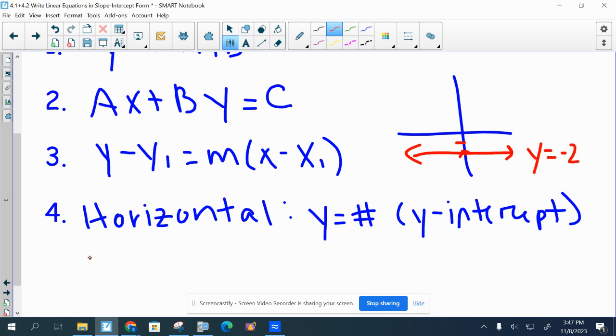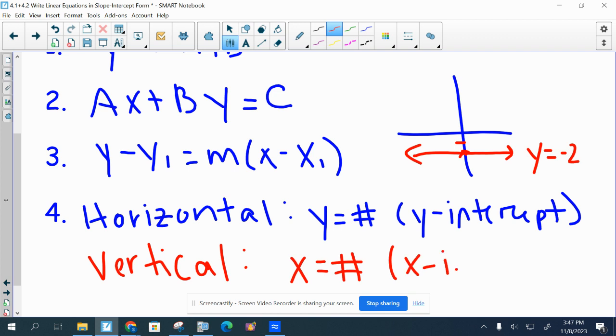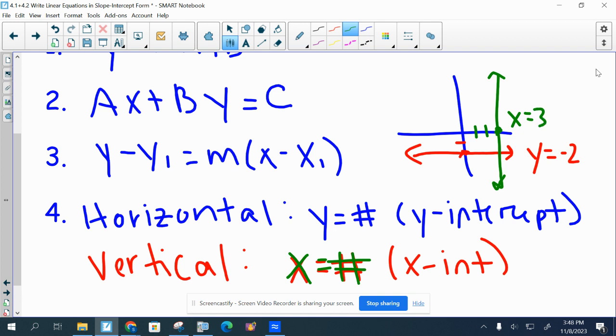And the other is a vertical line. Vertical line is x equals a number, and that's whatever the x-intercept is. So here, I'll do green and make it green. Here, if it's going through the x-axis at -3, then the equation is x equals -3. So that's another type of equation of a line.